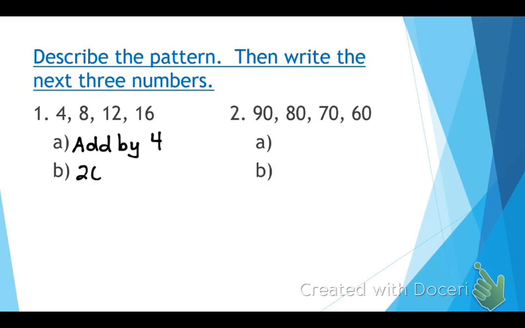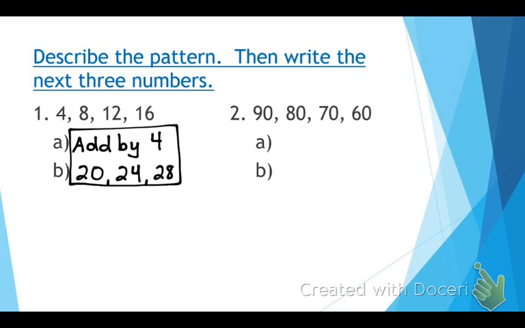20, 24, 28. Okay, so now let me just go ahead and go back through. We said here that we think we should be adding by 4. What is 4 plus 4? 8. And that is what that is. What is 8 plus 4? 12. What is 12 plus 4? 16. Okay, so you can tell that we did add by 4 each time, and as you continue to add by 4, I do see there that those are my next three numbers. Okay, so we're going to go ahead and box that answer in.